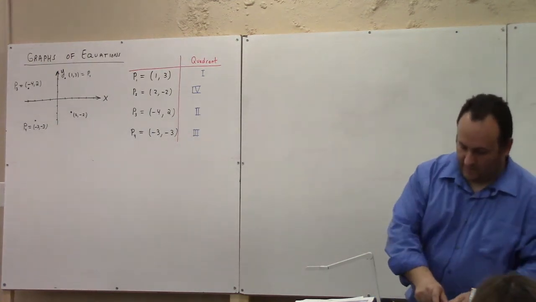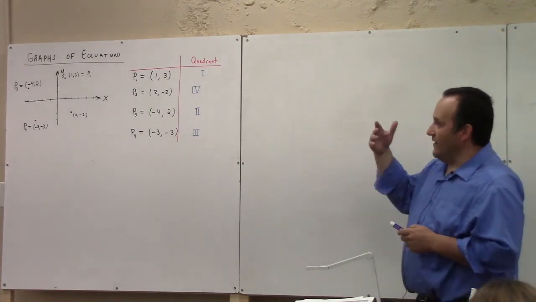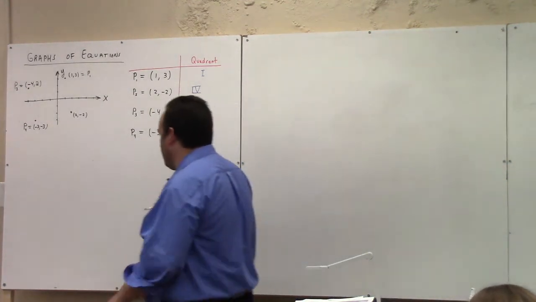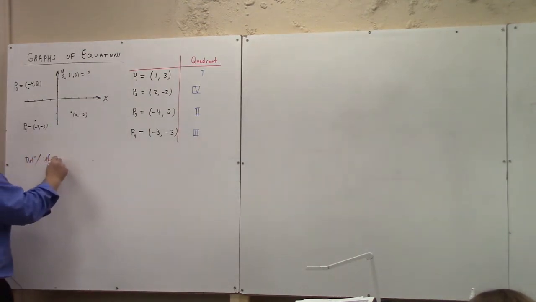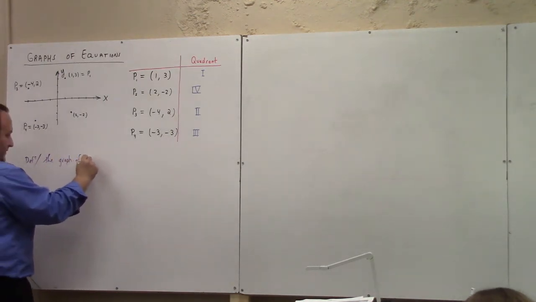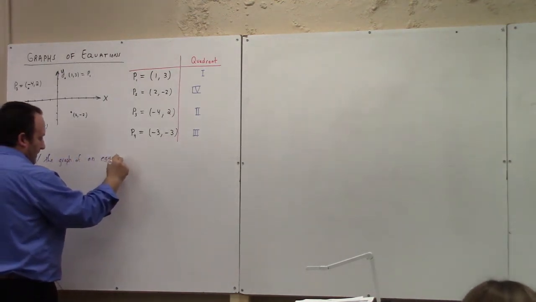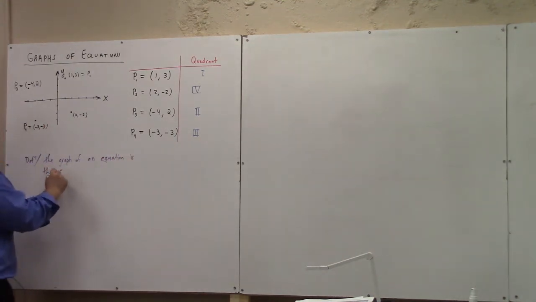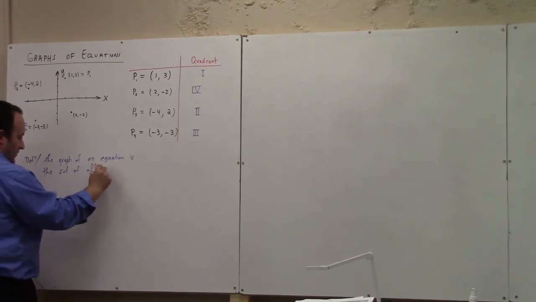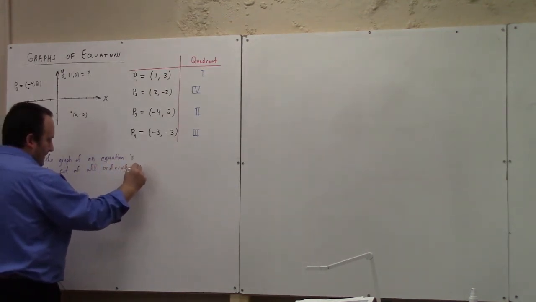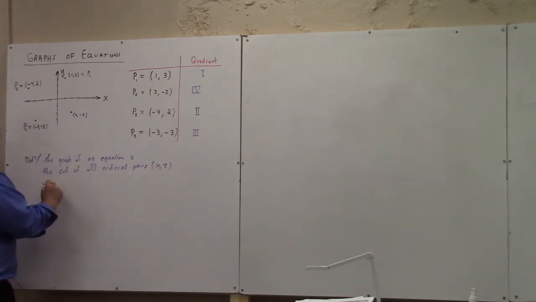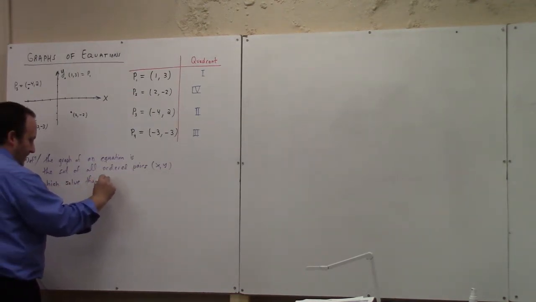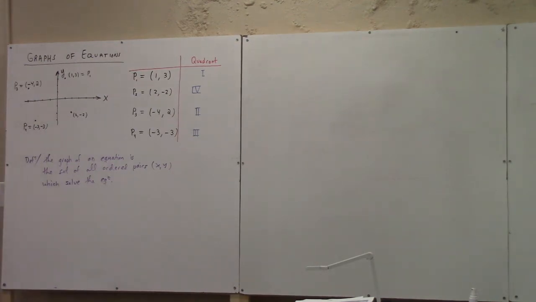Okay, so now that we have that settled, what do we mean by the graph of an equation? What is the graph of an equation? So I'll give you a definition. The graph of an equation is the set of all ordered pairs (x, y) which make the equation true. Or you could say which solve the equation. So that's the graph of an equation.